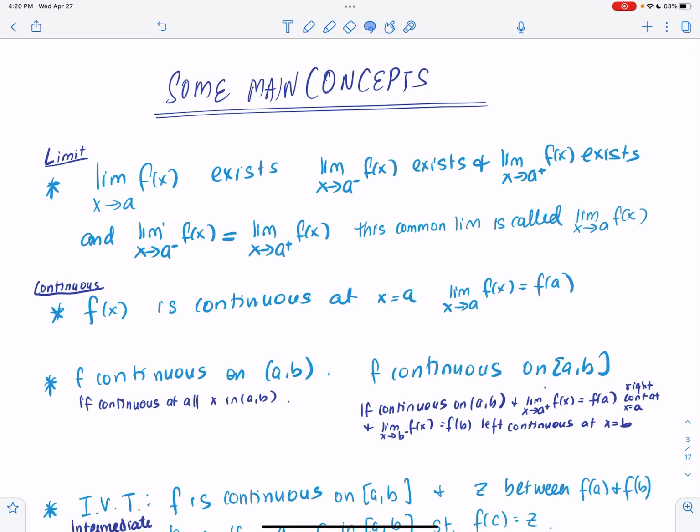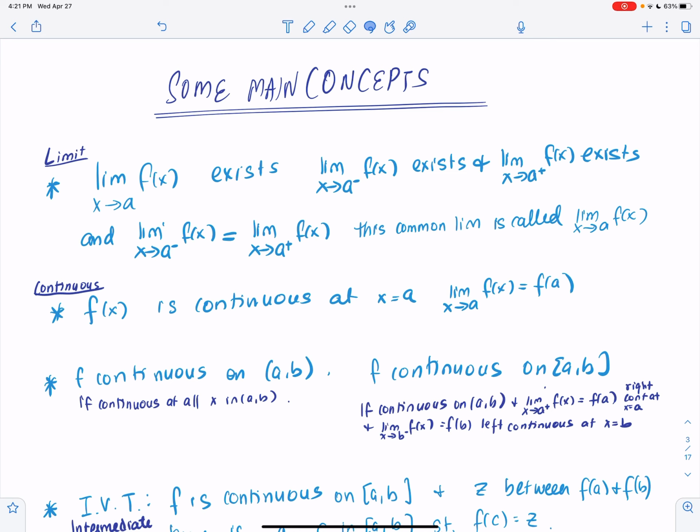Hi everyone. What we're going to discuss in this video are some main concepts from Calc 1. So the main topics overall that you look at in Calc 1 are limits, continuity, derivatives or differentiation, and integration.